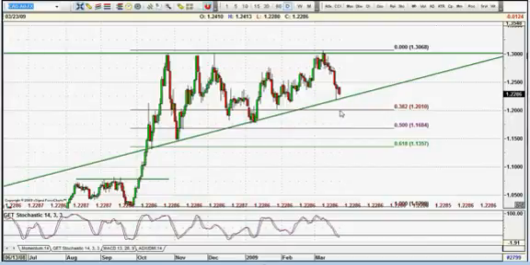Now if it keeps going, we can just keep looking at those other fib numbers here. And we have that 50. Look at this back here at this previous area. And we also have that 618. So we have that previous support area plus the trend line. So again, a couple different options here.